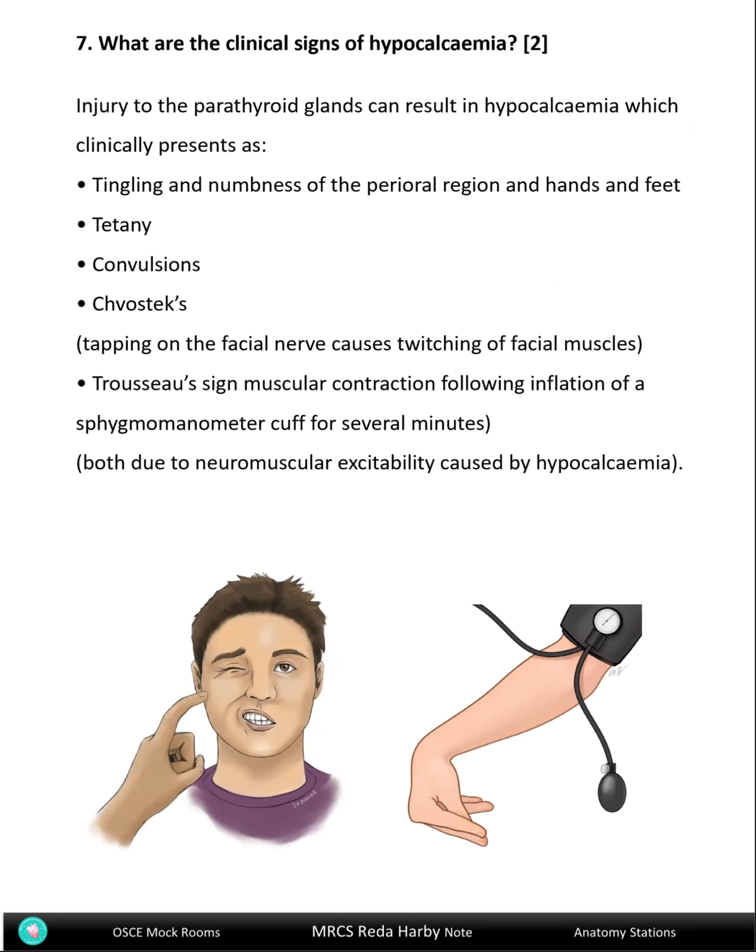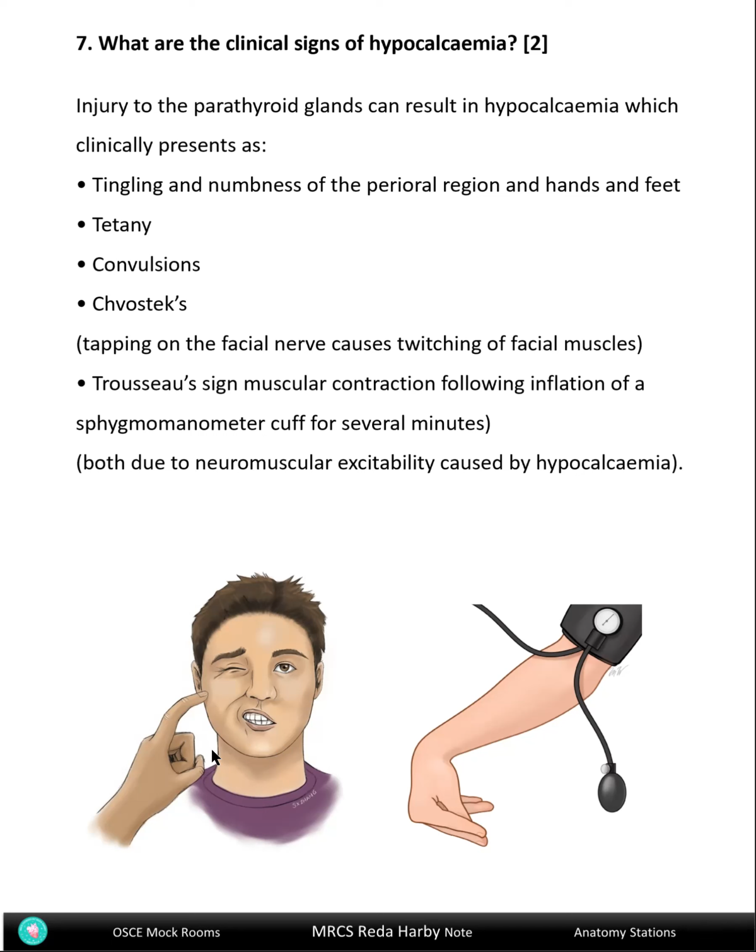Excellent. So circumoral, hands and feet tingling and numbness, tetany, convulsions, and two signs. So again, tingling and numbness circumorally, in hands and feet, tetany, convulsions, and two signs. Chvostek's, just press over here to remember it, press over the area in front of the tragus. This will tap over the facial nerve due to hypocalcemia. This will cause twitches of the facial muscles.